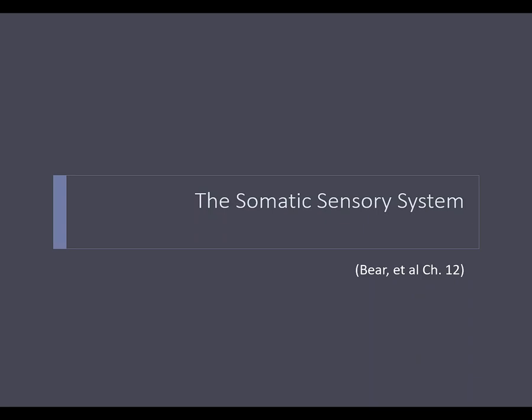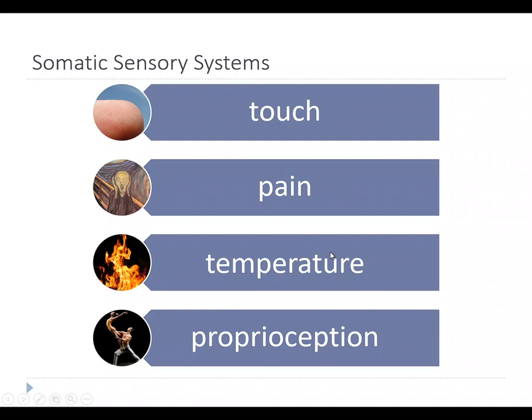So now let's talk about the somatic sensory system. This is another example of one of the mechanical sensory systems because it involves detection of mostly mechanical stimuli, meaning physical pressure against the skin. So there are basically four types of things that the somatic sensory systems detect.